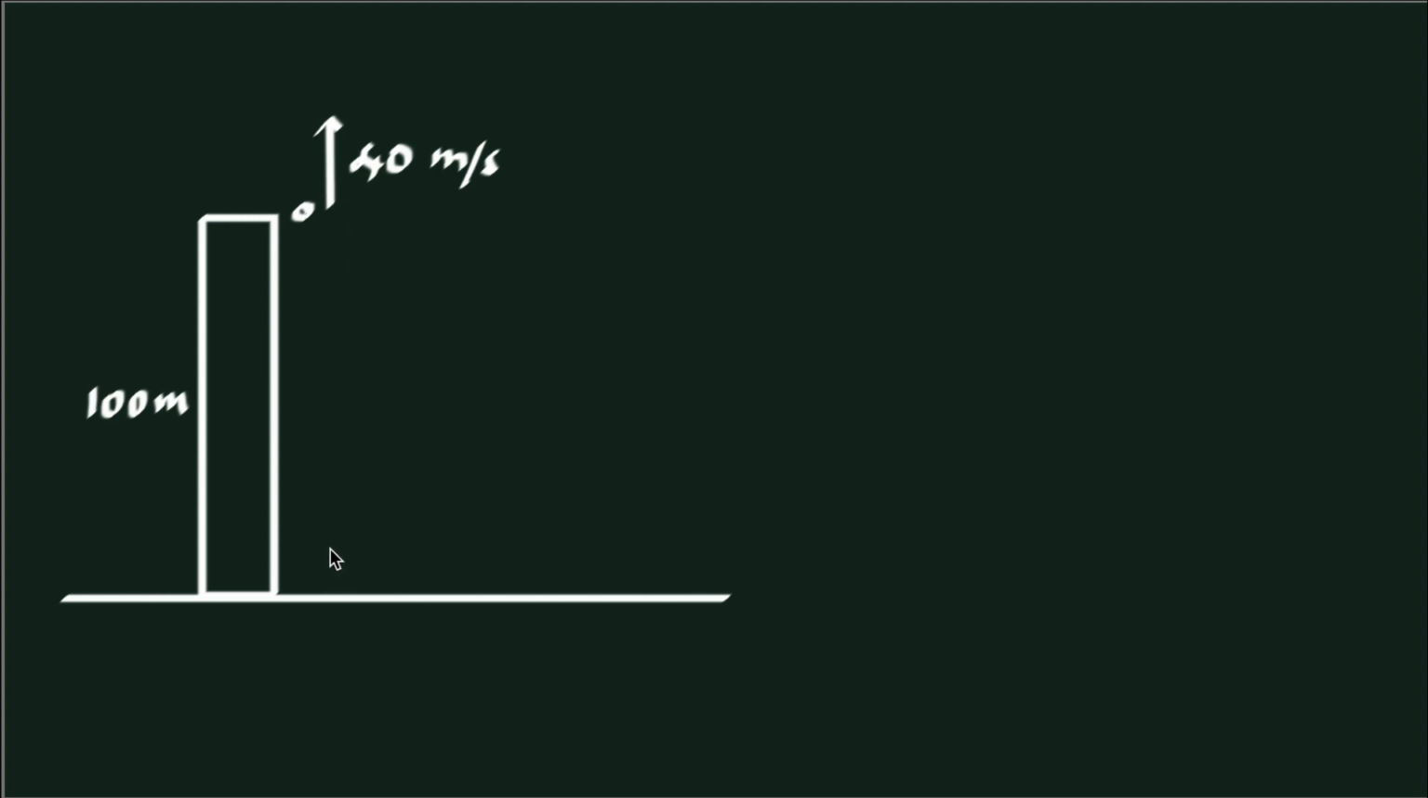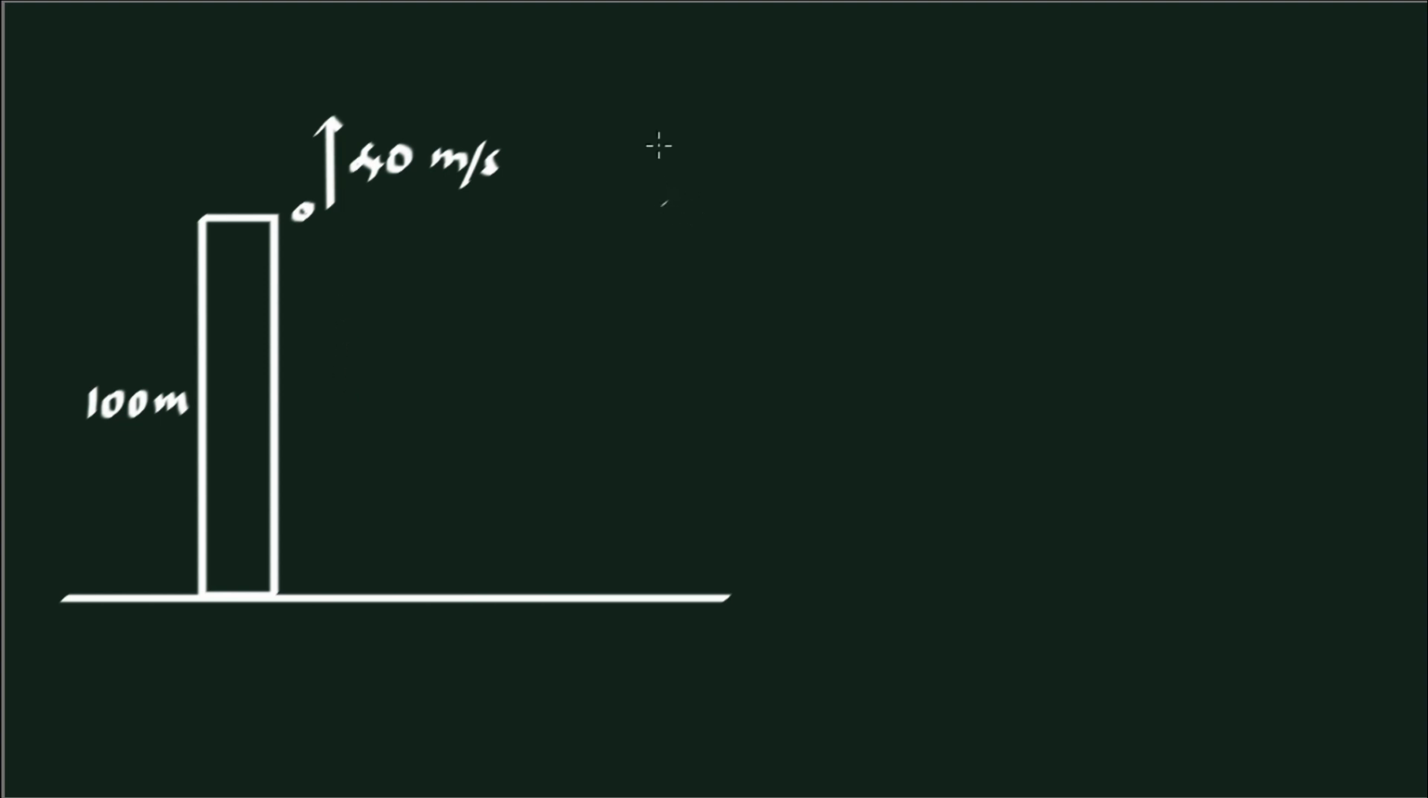Now the reason I've chosen this problem is to point out that the entire motion is one of constant acceleration. While it's going up, it's accelerating down at 10 meters per second squared. While it's coming down, it's accelerating at 10 meters per second squared downwards. So since it's a motion of constant acceleration, we can do it in one step. We don't have to break it up into two parts, time to go up and time to come down.